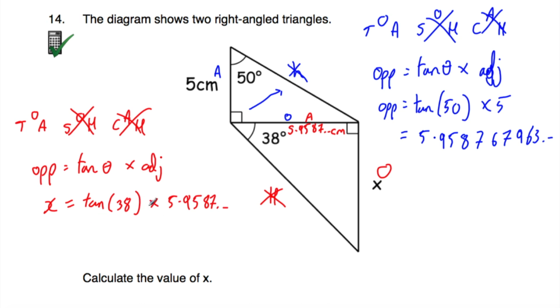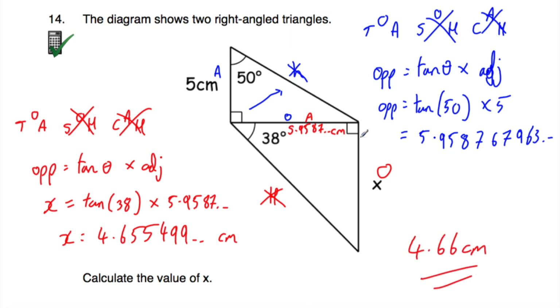So I'm now going to work out what this is, so I'm going to press the tan of 38, close brackets, multiplied by answer, so that then means it uses that value for us, and press equals, and we get that x is equal to 4.6554999 and so on centimeters. And now we're finished, we can round that answer, and let's round it to 2 decimal places, so that'll be 4.66. That's 4.66 centimeters, and that's it. So the length of this side is 4.66 centimeters.